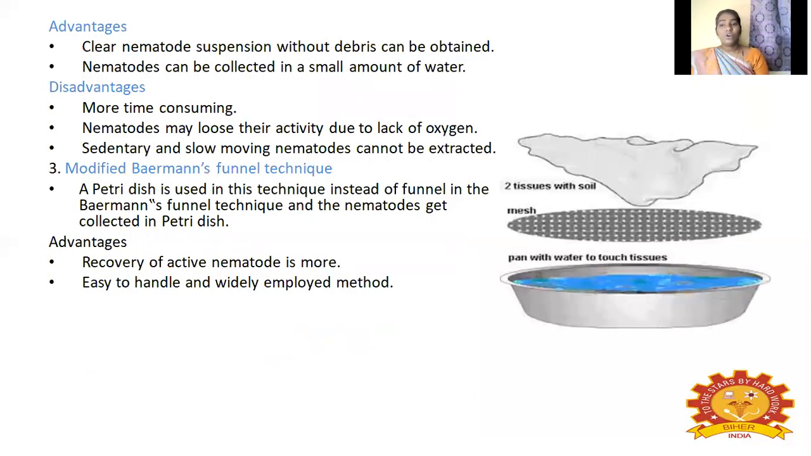So what are all the advantages of this? Here a clear nematode suspension without any debris can be obtained. Because we are using the filter paper and the Hoffman's clip, only the nematode suspension will be collected. No debris, clots or clumps will be collected here. And nematodes can be collected in a small amount of water. So the sample that we are going to watch under the microscope also will be reduced.